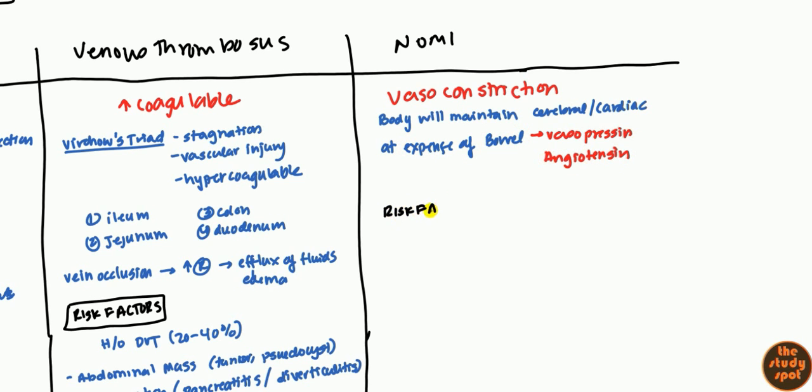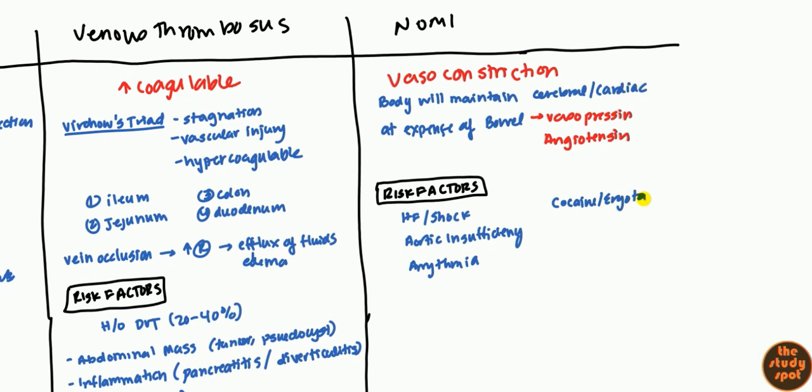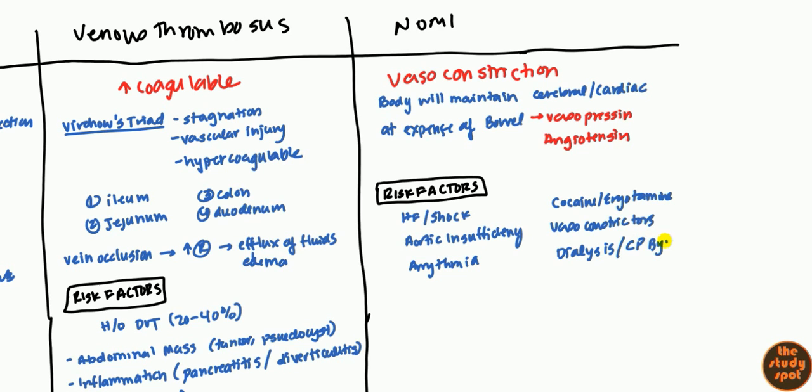So the risk factors would be anything that would lead your body to be in a hypoperfused state. So of course you should be thinking heart failure and shock, aortic insufficiency, because the whole body won't get enough blood flow, any arrhythmia, especially ventricular, cocaine or ergotamine can also cause severe contraction, and other vasoconstrictive drugs can also cause it, dialysis as well, and cardiopulmonary bypass. These are general conditions that can lead to non-occlusive mesenteric ischemia. And again, all of these are related to hypoperfusion of the vessels that affects the entire body.